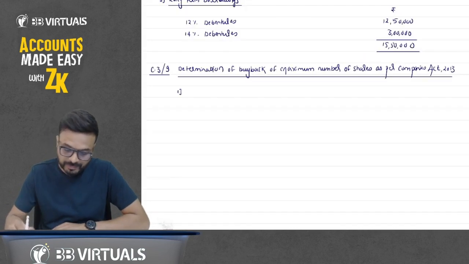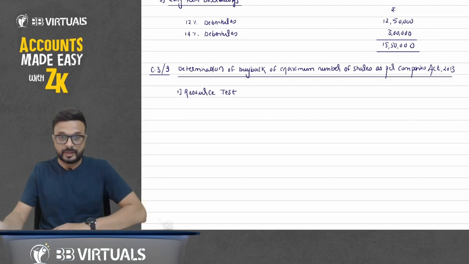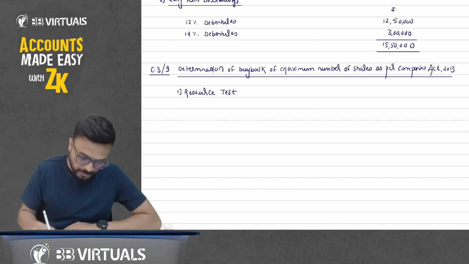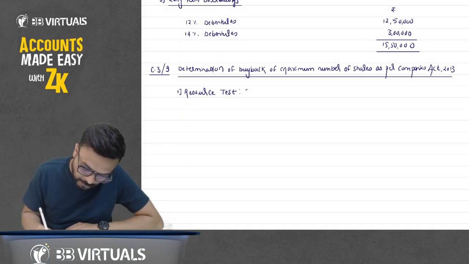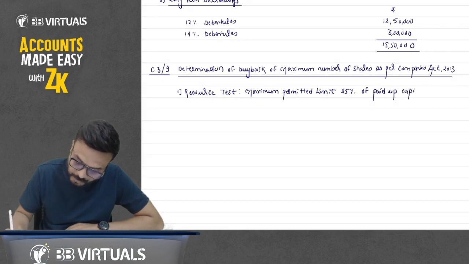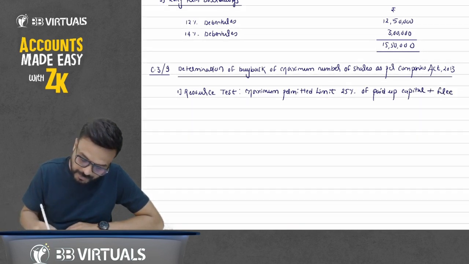The first test is the resource test. Write down: maximum permitted limit, 25% of paid up capital plus free reserve.